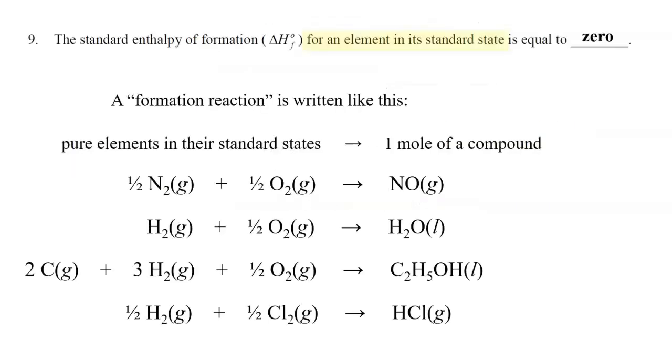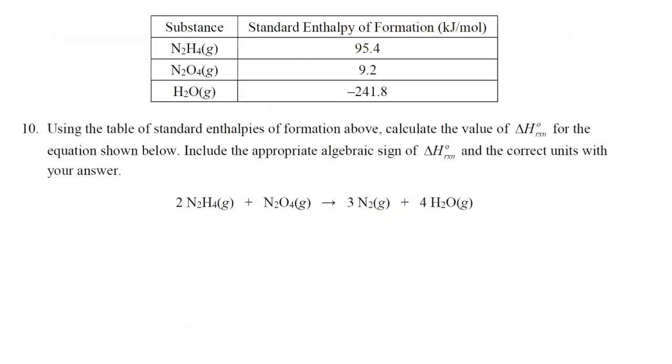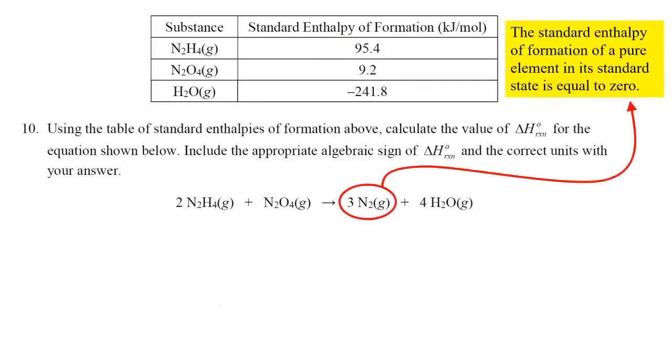From the answer to number 9, which says that the standard enthalpy of formation for an element in its standard state is equal to 0, you might realize that one of the chemicals in this balanced chemical equation is nitrogen gas. By definition, the standard enthalpy of formation of a pure element in its standard state, such as nitrogen gas, is equal to 0. So that's why it's not listed in the table above.